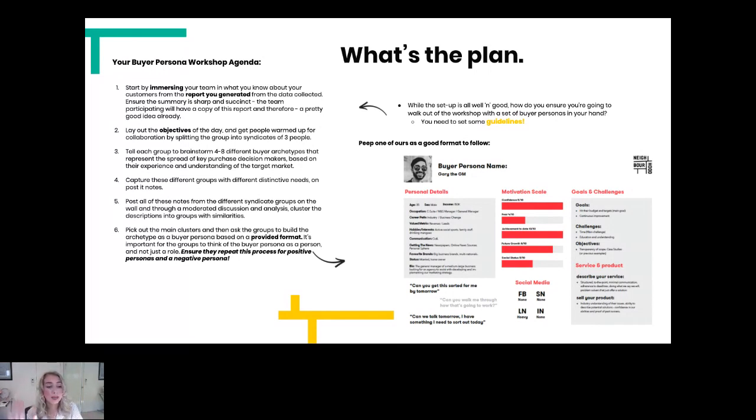We can then post all of these notes on a wall. And then through moderated discussion and analysis, we can cluster these notes into descriptions or into groups with similarities. Then we can pick out the main clusters and ask the groups to build the archetype as a buyer persona based on a format that you provide for them. So you can follow our format, as you can see here. So this is Gary, the general manager. This is one of our positive personas. We love working with Garys. And you can see it will make it a lot easier if you're following something like this when you're filling out this sort of format.